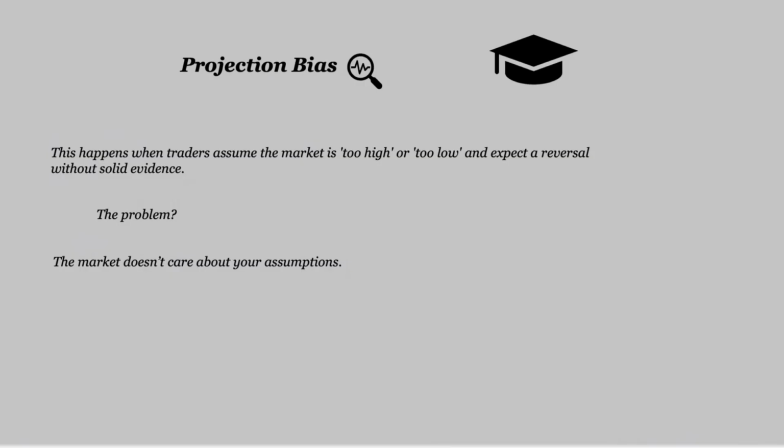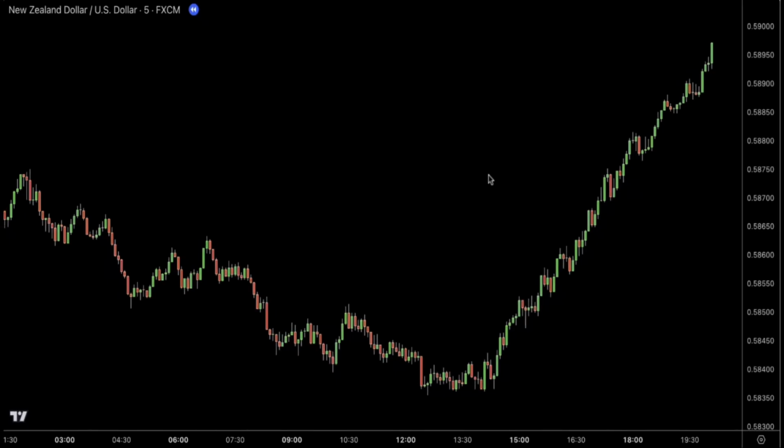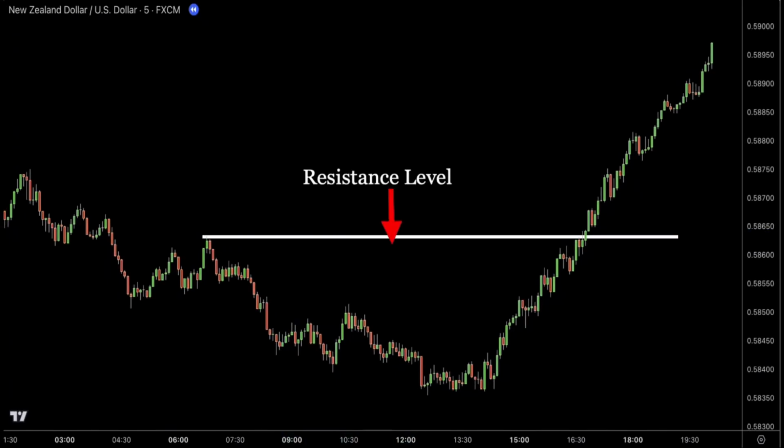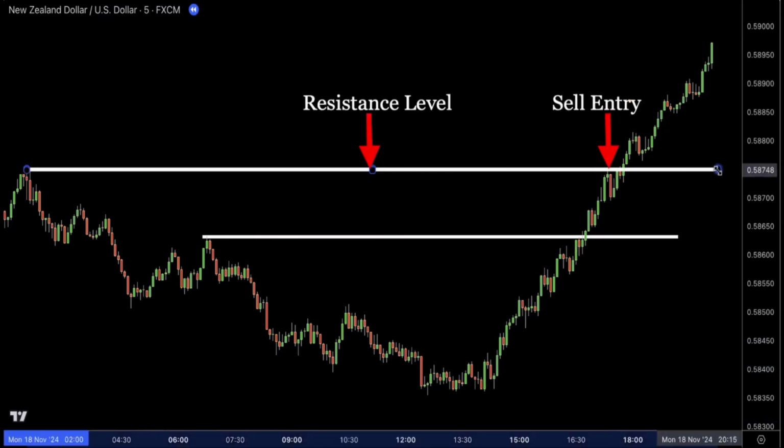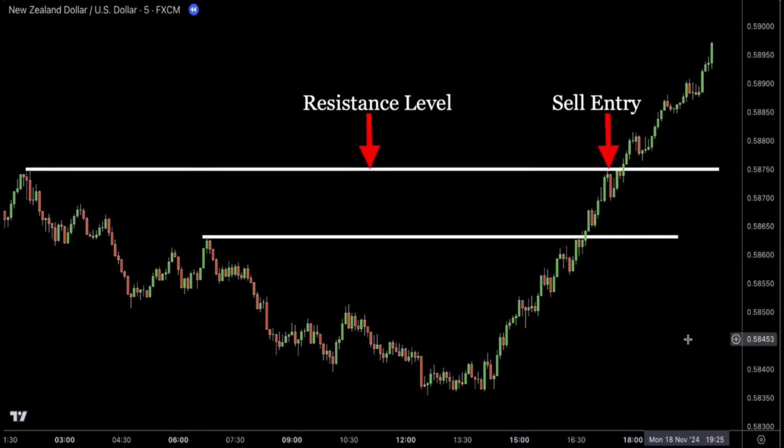Here's how projection bias works. The market is trending up, and you identify a resistance level. You think the price is too high, it's bound to reverse here. So you enter a sell trade, expecting the market to turn around, but the market doesn't reverse. It breaks through the resistance and keeps climbing. Frustrated, you take another sell position at the next resistance level, convinced it will reverse this time. But once again, the market continues upward, and the losses pile up.